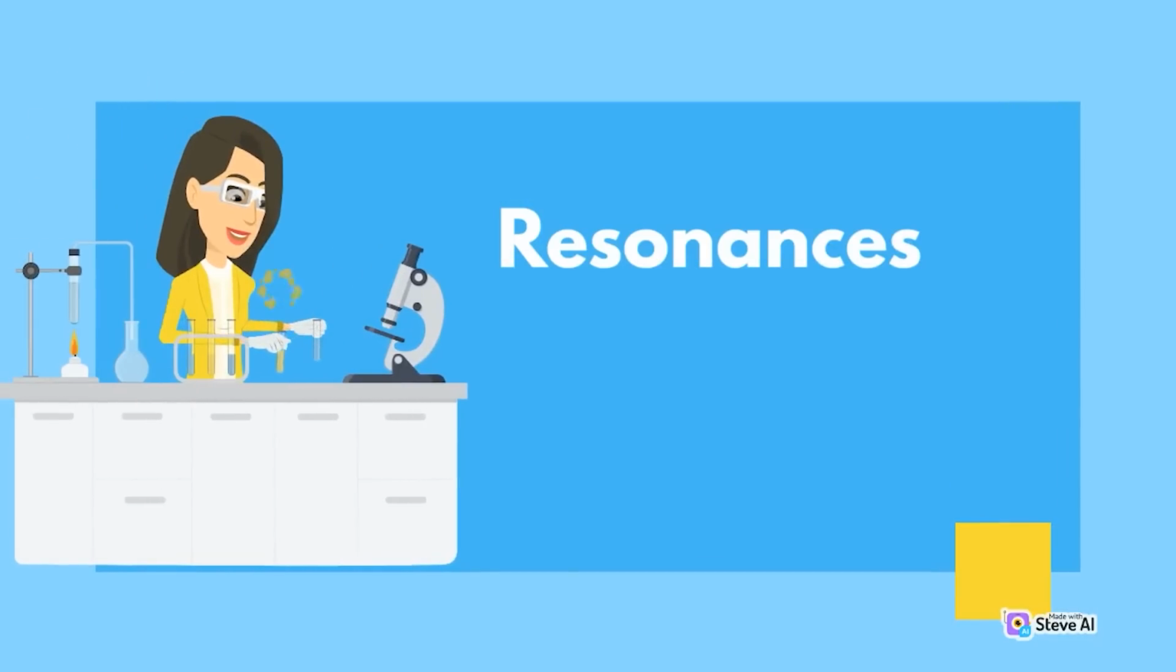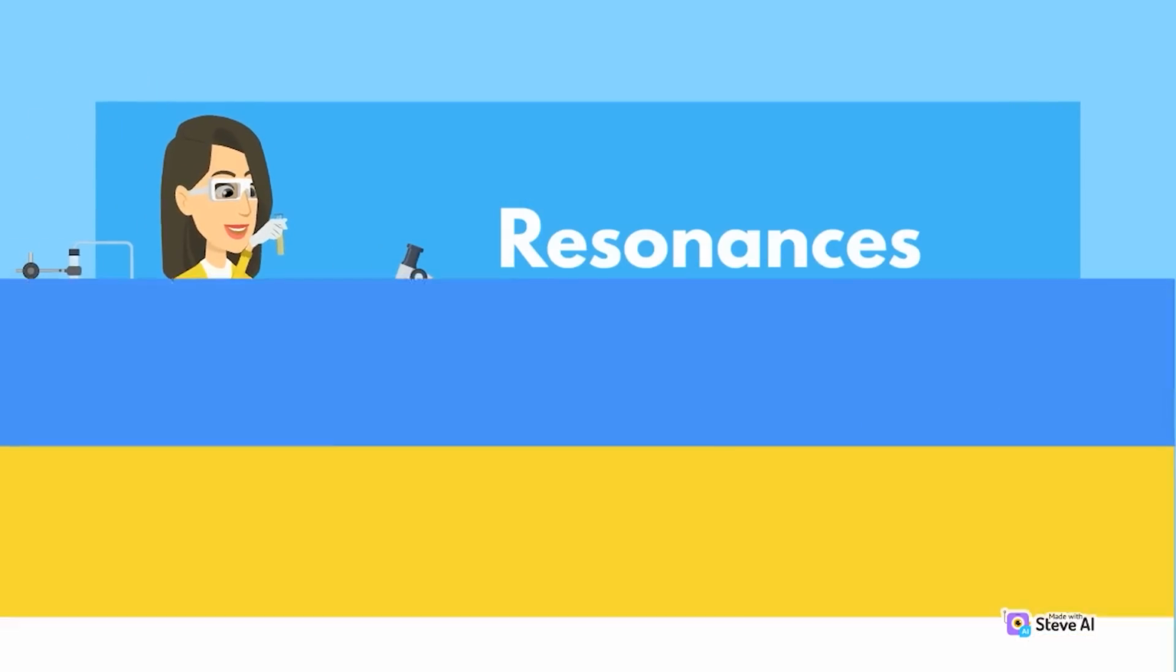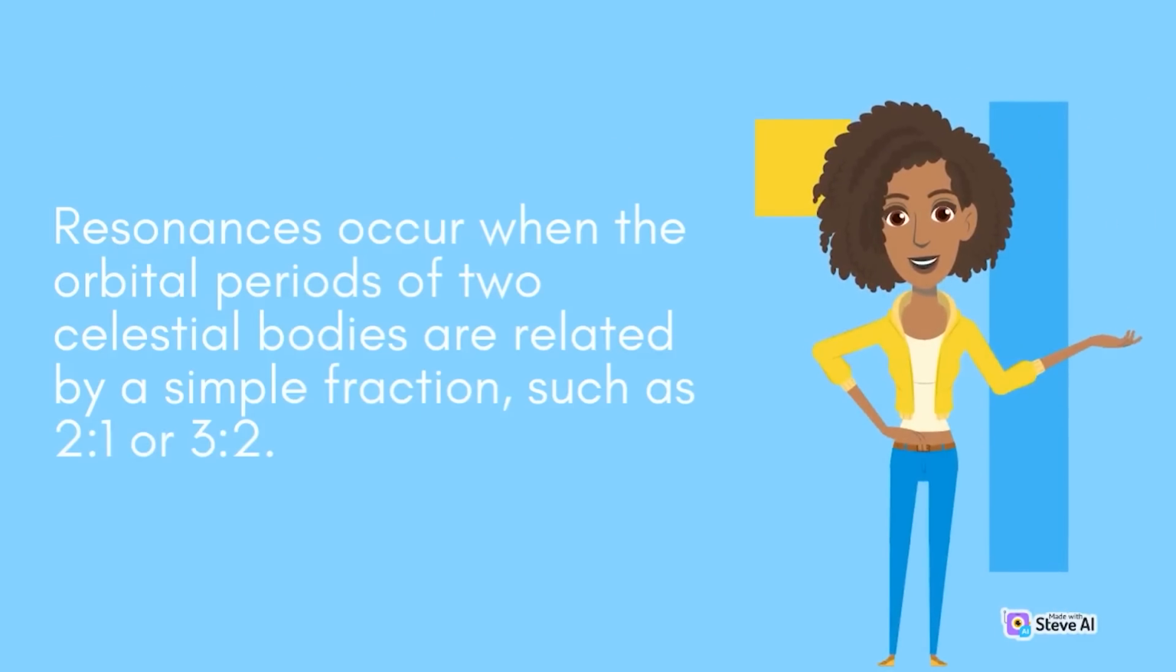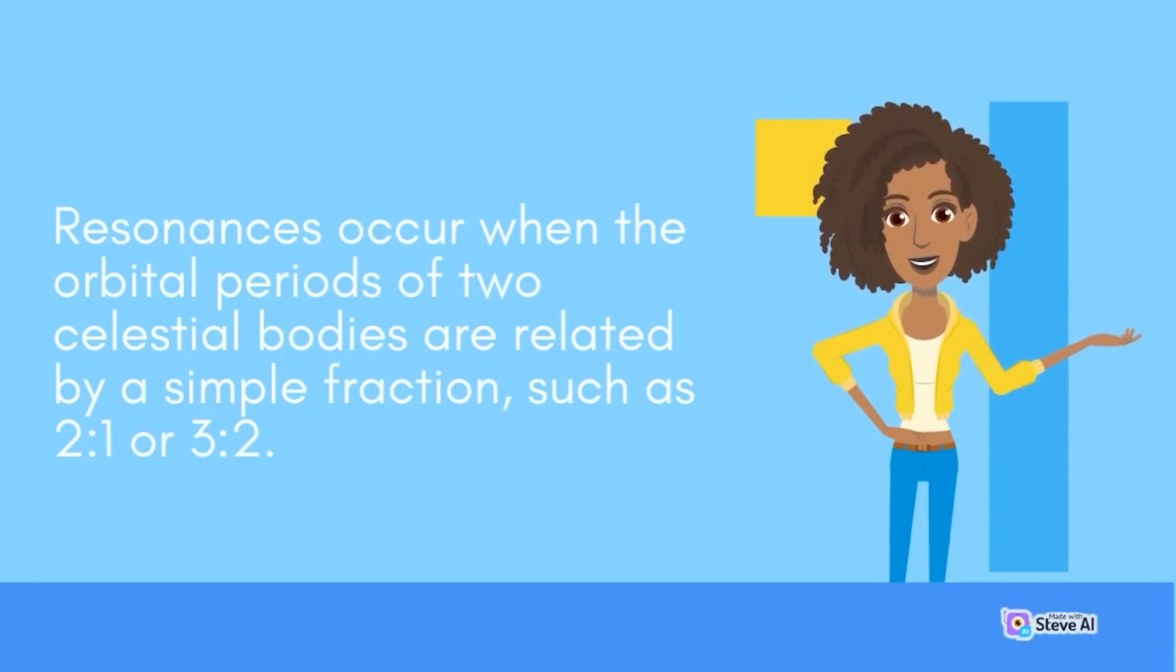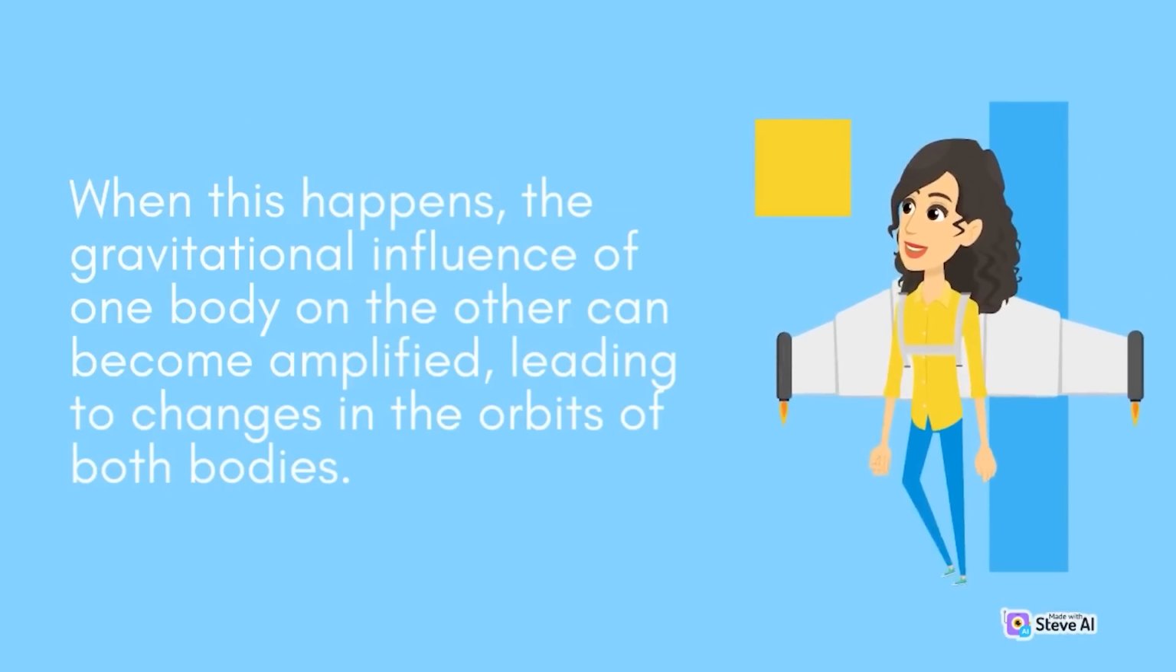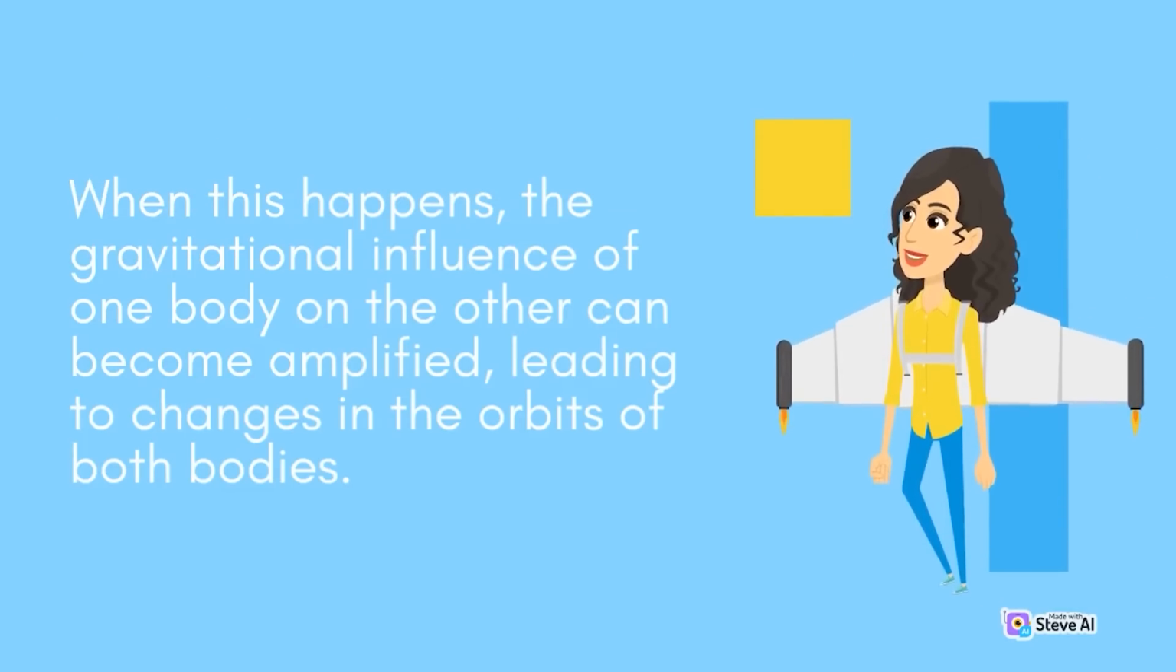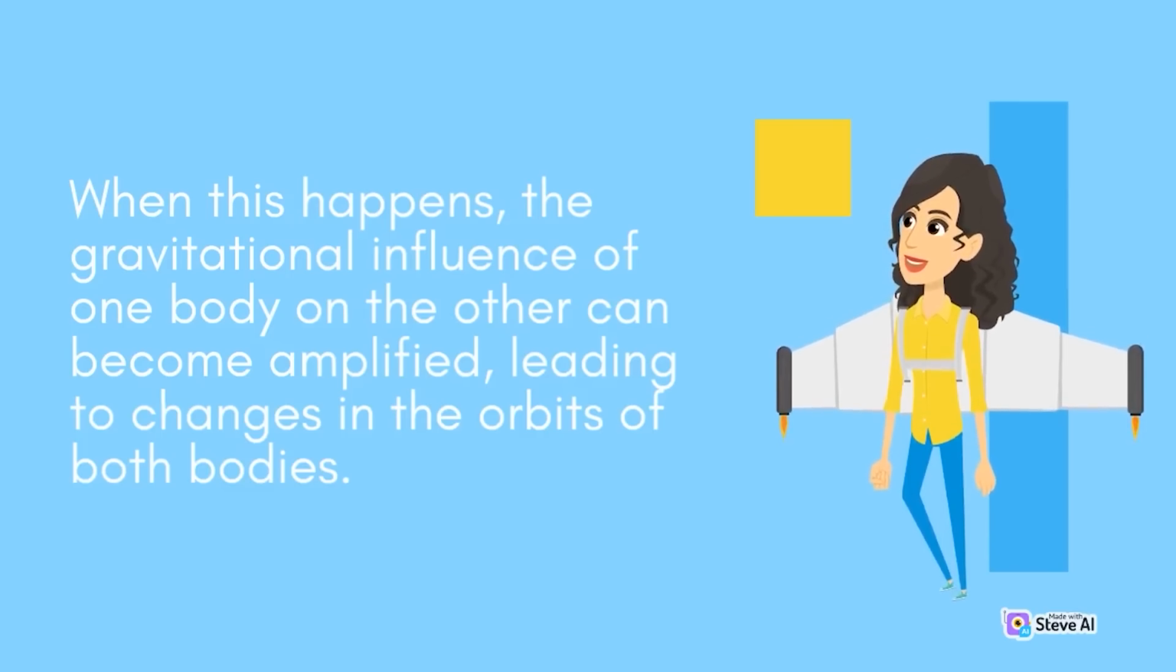Resonances. Resonances occur when the orbital periods of two celestial bodies are related by a simple fraction, such as 2 to 1 or 3 to 2. When this happens, the gravitational influence of one body on the other can become amplified, leading to changes in the orbits of both bodies.